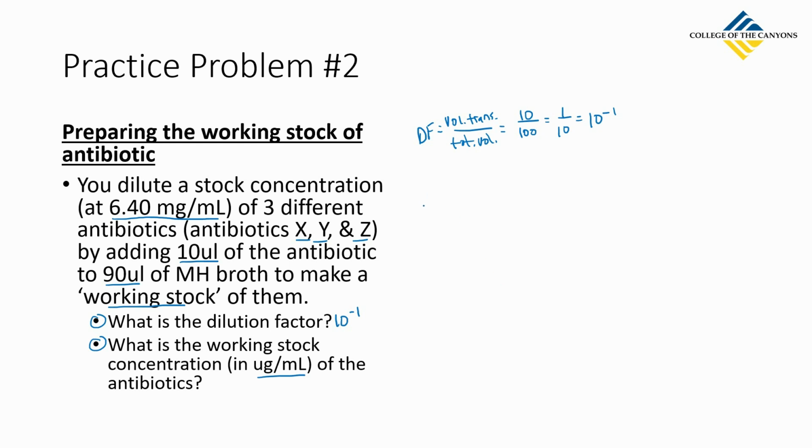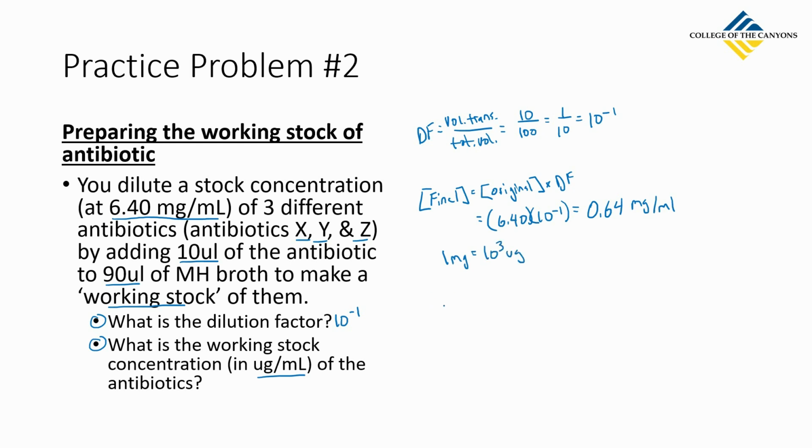Now what's the working stock concentration of each of these antibiotics? Well, they're all going to be the same. So again, the final concentrations are the original concentrations times the dilution factor. So that's 6.4 milligrams per mil times 10 to the minus 1. So that's 0.64 milligrams per mil.